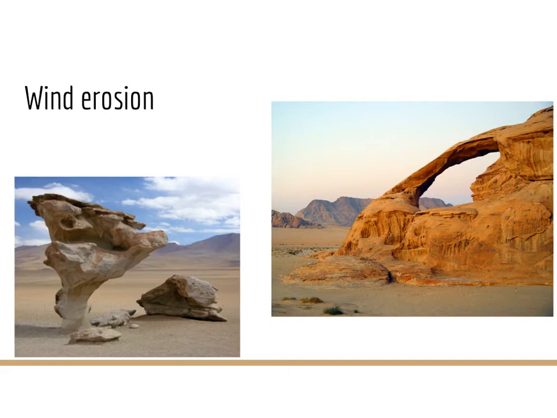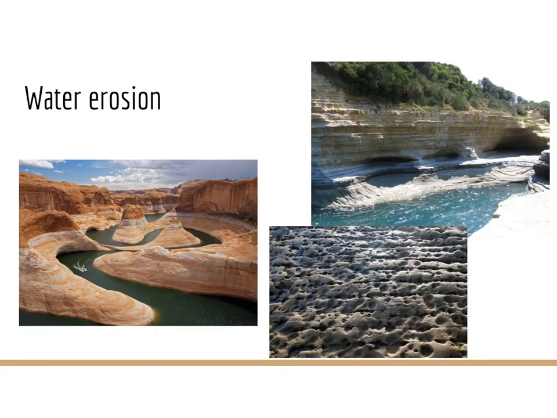So here are just some really extreme versions of wind erosion. They can actually form pretty magnificent structures, if you've ever been to Arches National Park in Utah. Here are some examples of water erosion. This was done by a river, this was done by waves, this was actually done by rainfall, dripping.